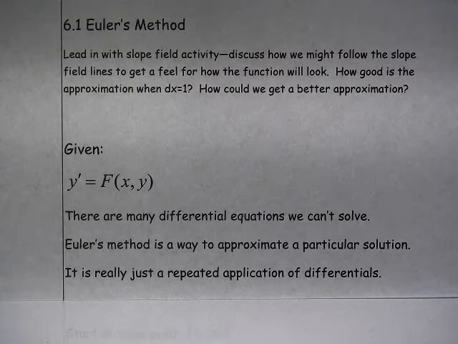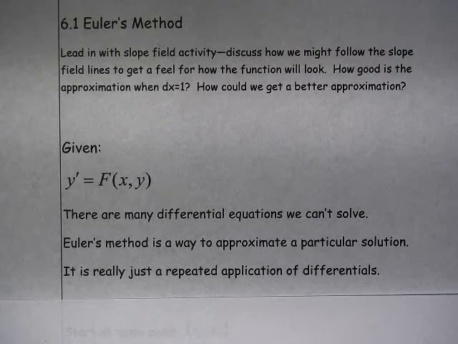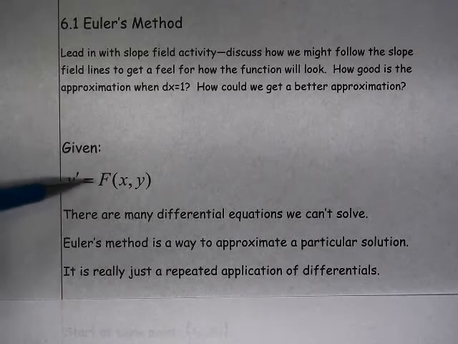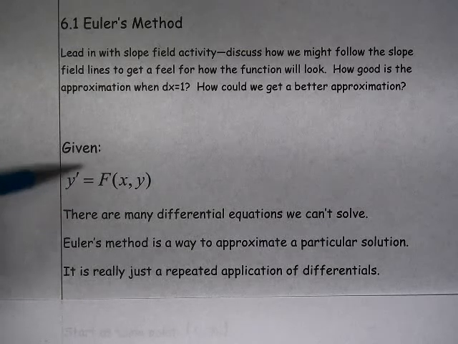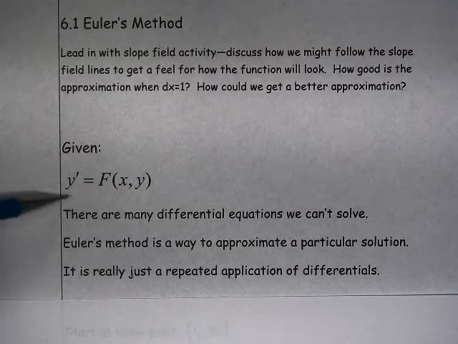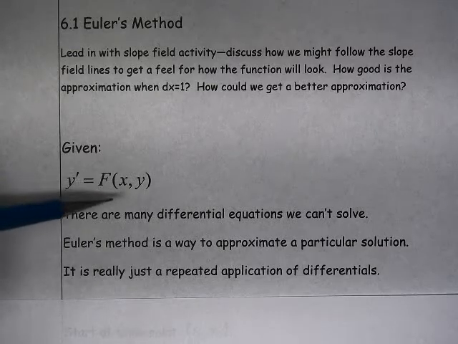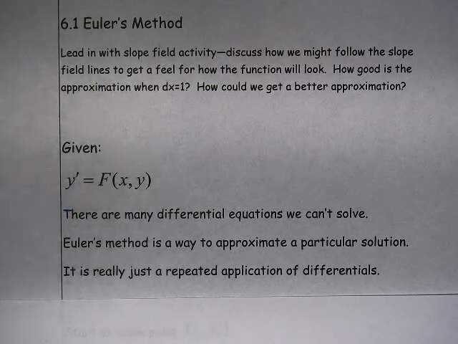We're going to talk about Euler's method. We're going to start off with this situation. So we have y prime is equal to capital F of x and y. So the derivative of y, or the slope of the graph at a given place, could be dependent upon the x value and the y value.